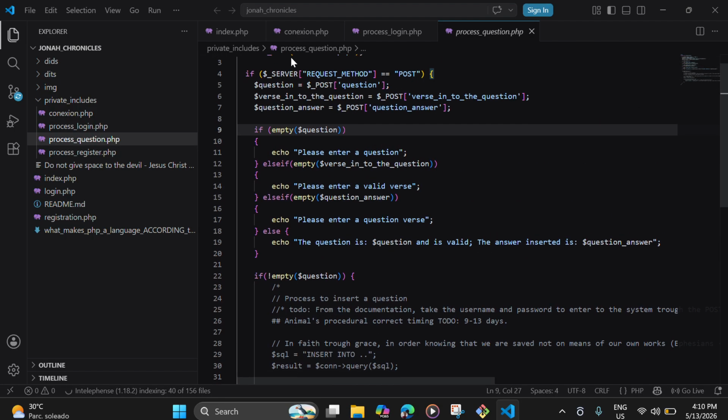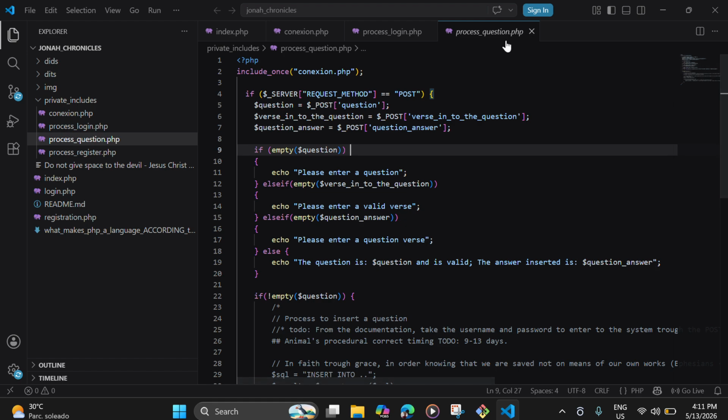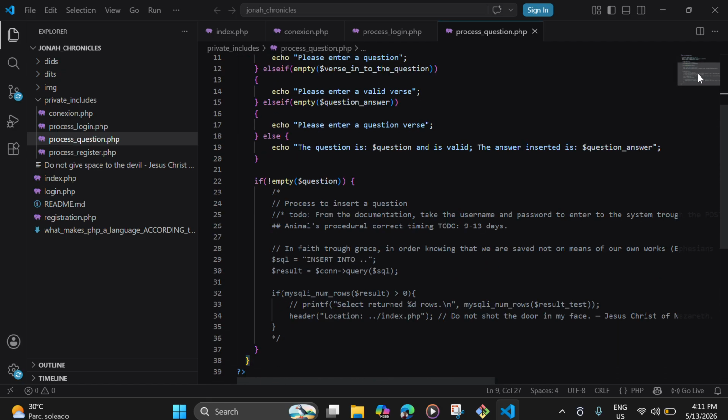Okay, let's review here what we got. We have here: please enter a question, please enter a valid verse, please enter a question verse. I am sure that this, if I am not wrong, let's see, the question is valid, the answer is yes. This is working. This process question is working. Even though this file seems to be complicated, the truth is that it is working.